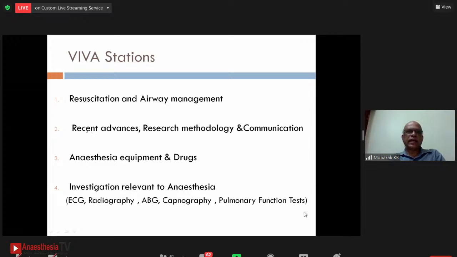And the next station is recent advances, research methodology and communication. They may ask one question from recent advances, like a recent drug or a recent technique or something like that. And on research, for example, the COVID pandemic can be asked as a recent advance.